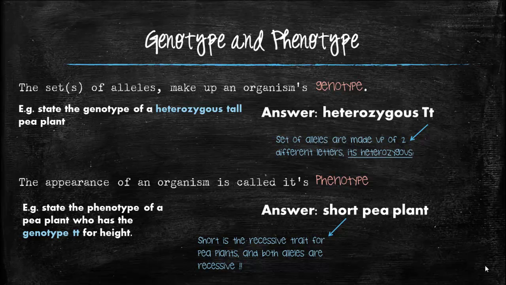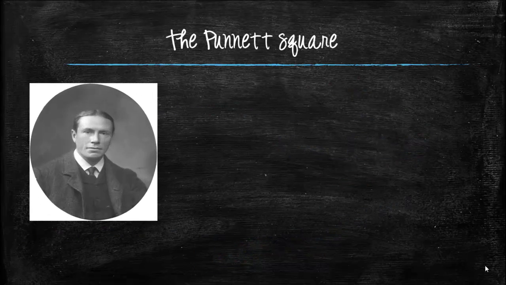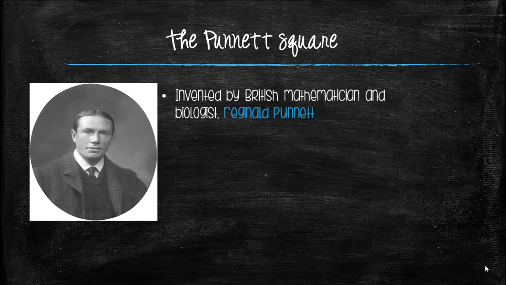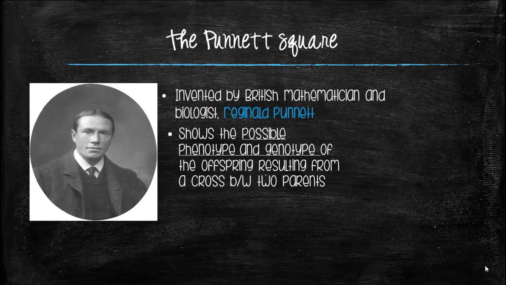Take note and grasp onto the concepts that you have learned so far, since you will be needing them in order to learn about the Punnett square. It was invented by British mathematician and biologist Reginald Punnett. It shows the possible phenotype and genotypes of the offspring resulting from a cross between two parents.